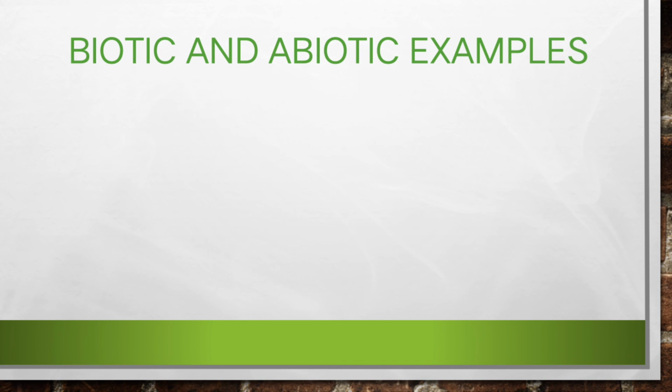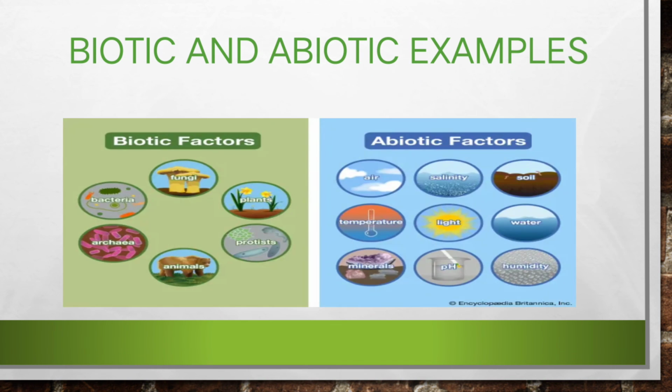Biotic and abiotic example. This image is the example of biotic and abiotic components. Biotic factors are fungi, bacteria, archaea, animals, protists, and plants. And abiotic factors are air, salinity, soil, temperature, light, water, minerals, pH, and humidity. These are the examples of biotic and abiotic components.